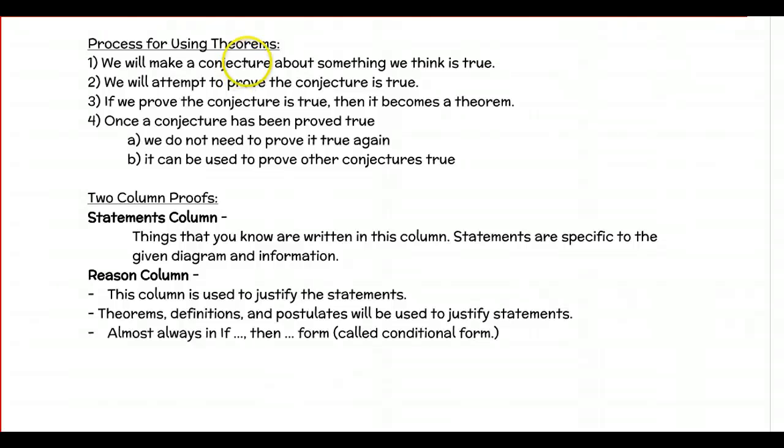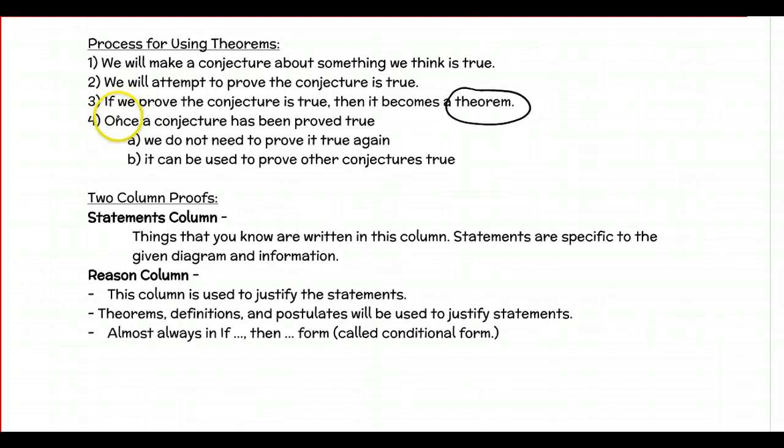We would make a conjecture. A conjecture is just an educated guess about something we think is true. Conjecture, educated guess. So then we will attempt to prove that our educated guess is true. And then if we can prove that it's true, then our conjecture becomes a theorem. It's kind of like a bill becoming a law. The conjecture becomes a theorem.